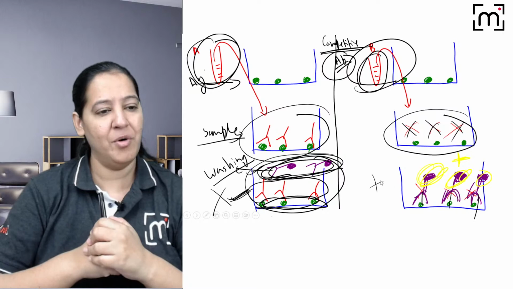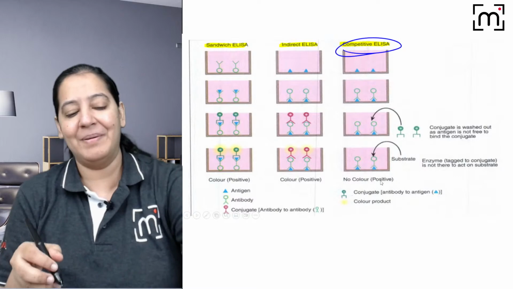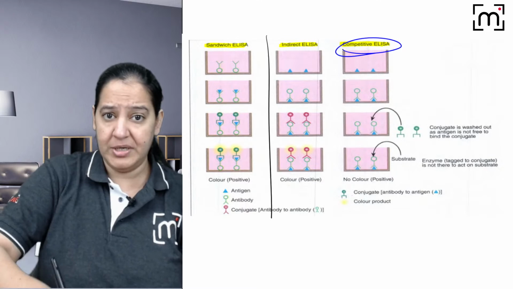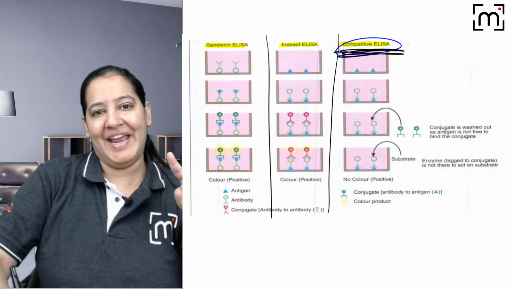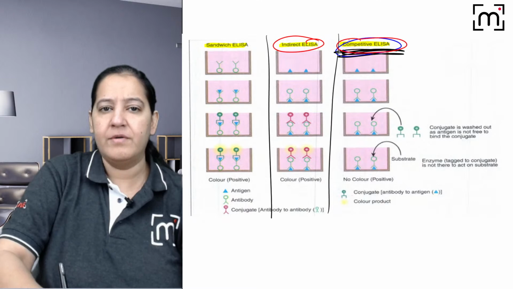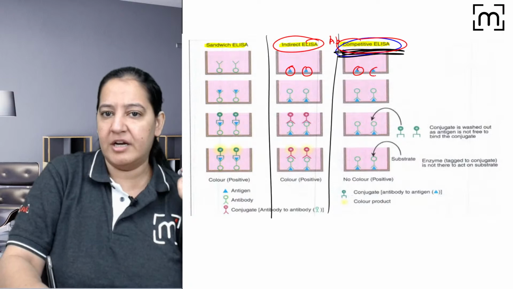Yes. So you can see the diagram here in the competitive. You can see the three types of ELISA. Concentrate on the competitive one, the third one. Now you can do a comparison between indirect and competitive. Both are for antibody detection. So here also I started with antigen. Here also I started with antigen. You can see this is only for positive samples. Both are for positive. Negative samples are not run.